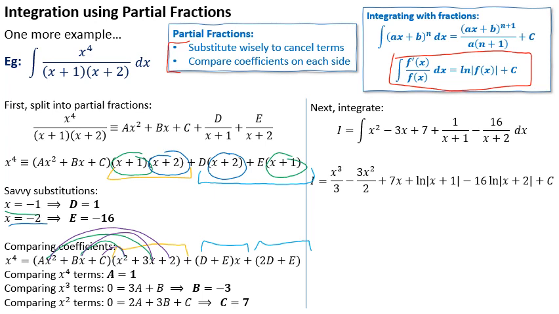X squared becomes x cubed over 3, minus 3x becomes minus 3x squared over 2, 7 becomes 7x, 1 over x add 1 perfectly matches the result above, so we get ln of x add 1. And if we pull out the minus 16, we're left with 1 over x add 2, and that gives us the same kind of result, ln of x add 2.